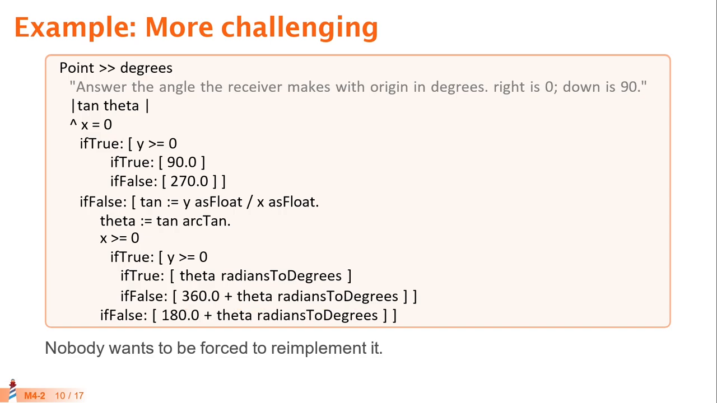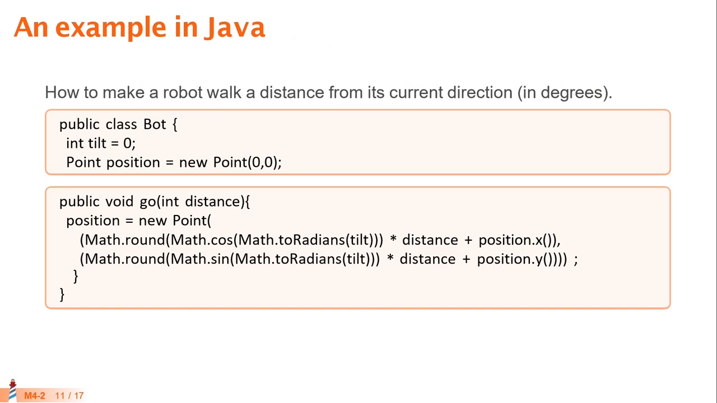Basically it's quite an interesting method that we don't want to re-implement in the clients. So let's see an example in Java to make it more clear why having a nice API, having a good API, can impact the client.